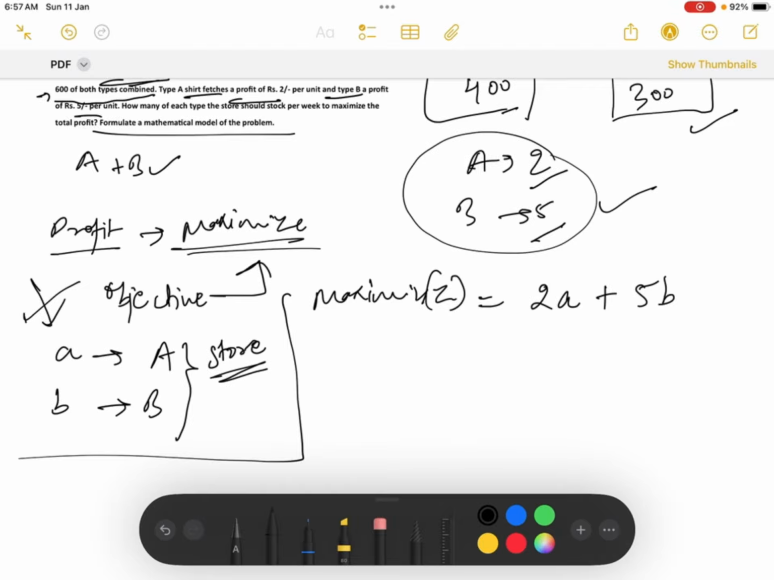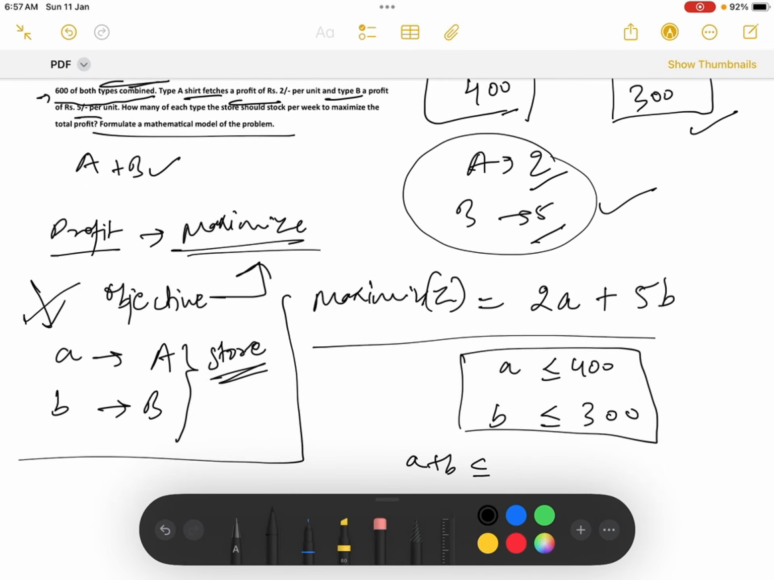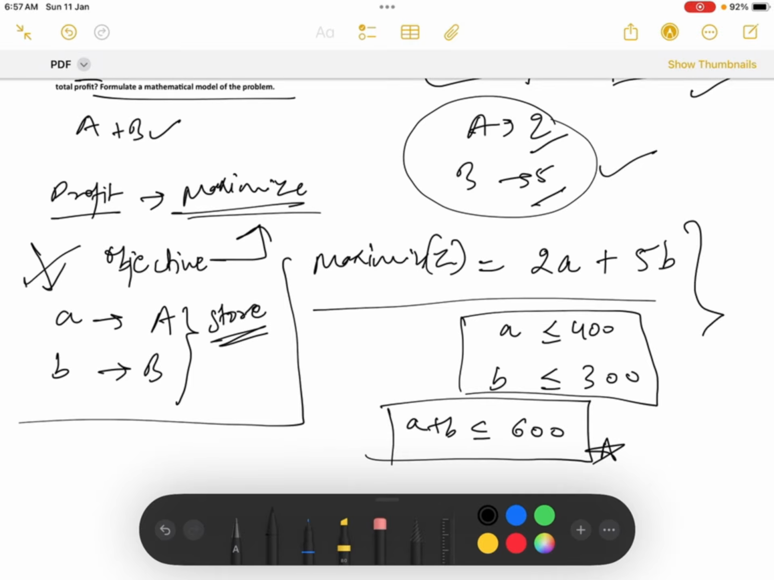After that, let us look at the constraints. Here it was given that A is a maximum of 400. So A must be less than or equal to 400, and B should be less than or equal to 300. But together A and B are less than or equal to, how much is it given? It is given as 600. So A plus B together is less than or equal to 600. Now this is the formulation of an LPP. And also don't forget that both A and B are greater than or equal to 0, because this is the basic assumption which we use in LPP.